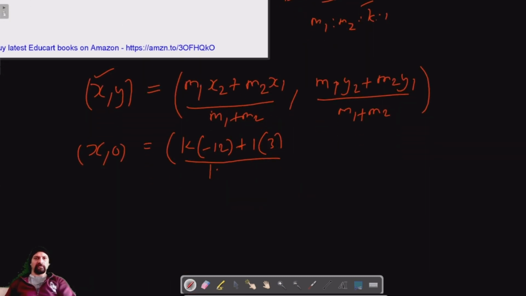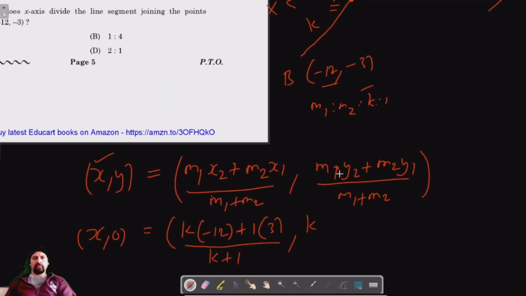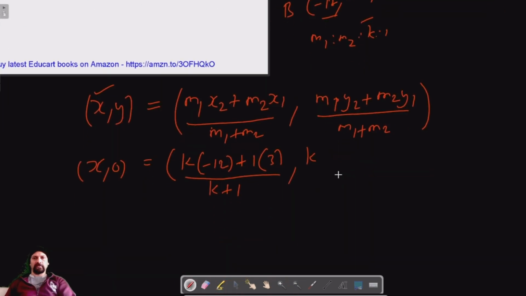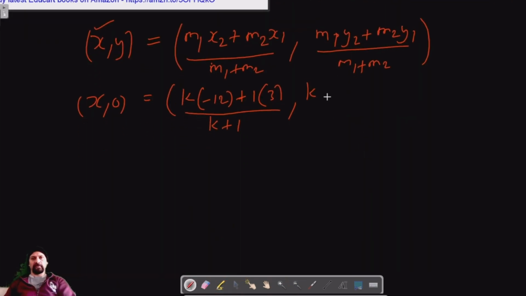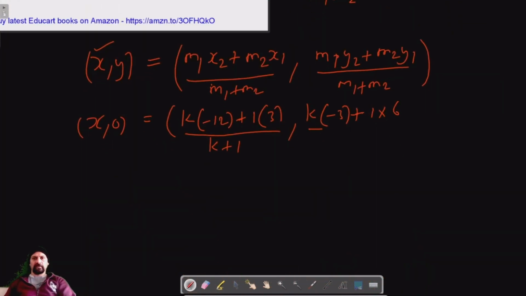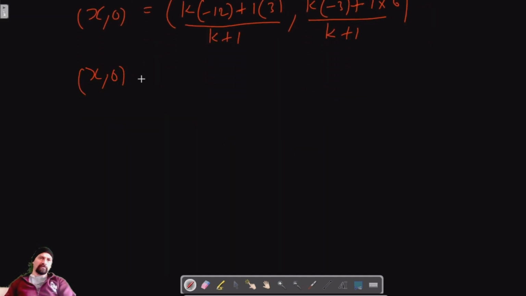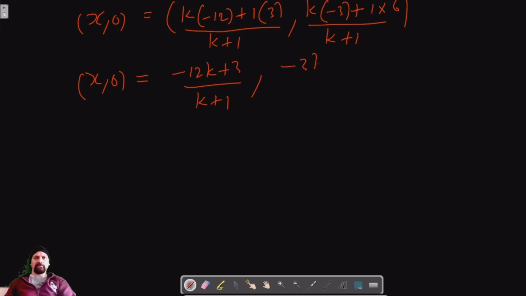So m2 is 1, and x1 is 3. m1 plus m2 is k plus 1. Now m1 is k, y2 is negative 3, plus m2 is 1 into y1. So y1 is 6, upon k plus 1. So this is now equal to (x, 0) is equal to ((-12k + 3) upon (k + 1), (-3k + 6) upon (k + 1)).